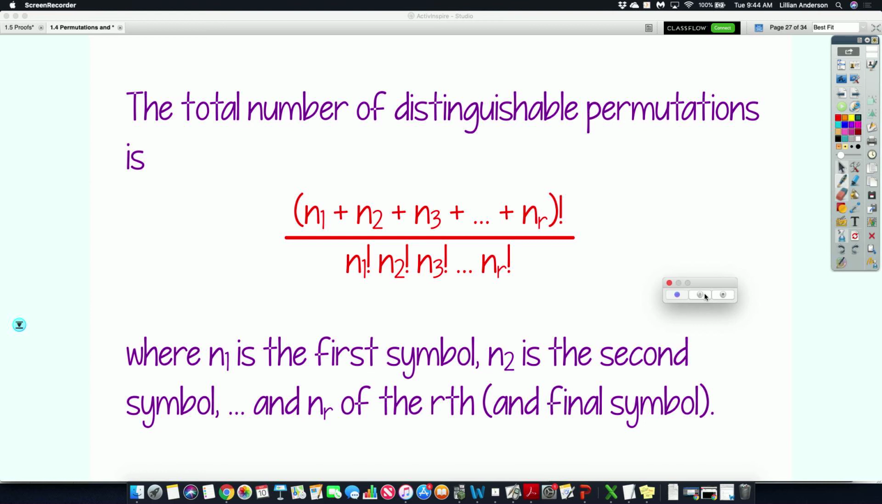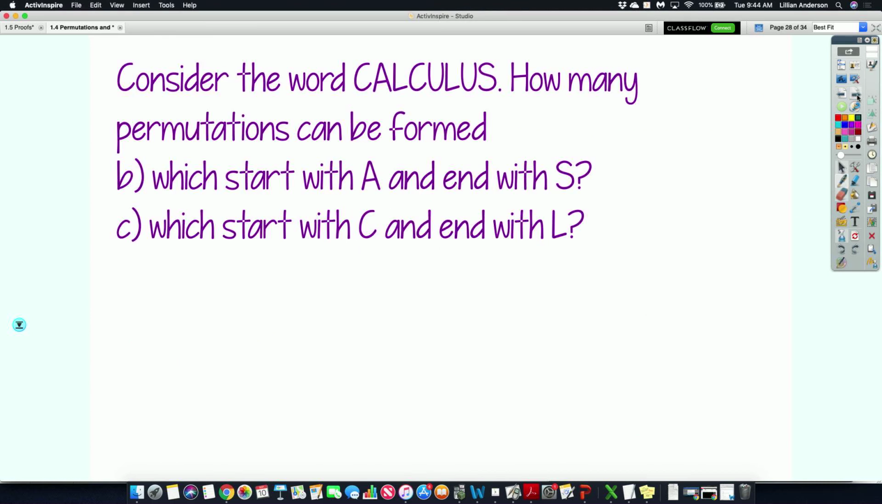So let's go back to that calculus example. We know there are 5,040 different ways to arrange the word calculus, but what if A has to be first and S has to be at the end? How many different ways can we arrange, or how many permutations can be formed with A at the beginning and S at the end? Or what about with C at the beginning and L at the end? I want you guys to brainstorm those, figure those out.